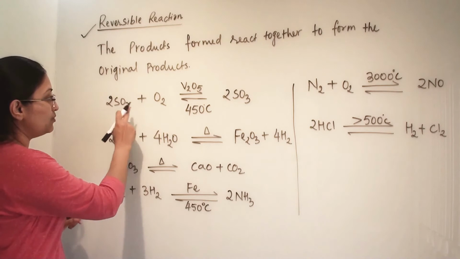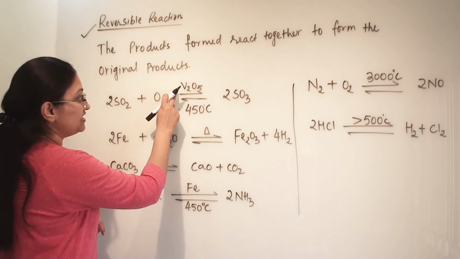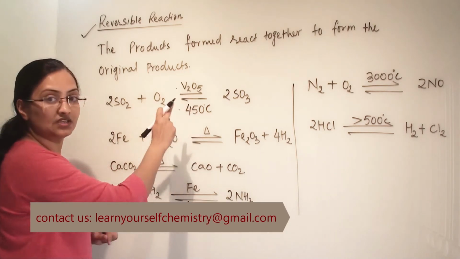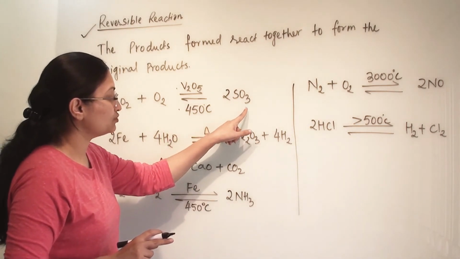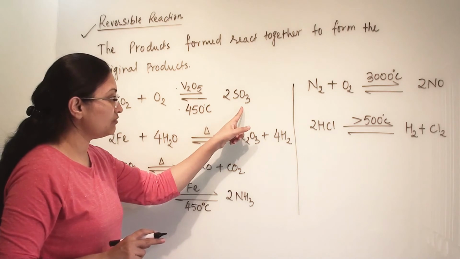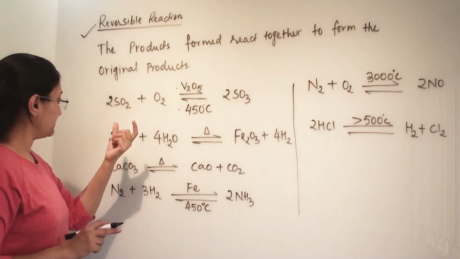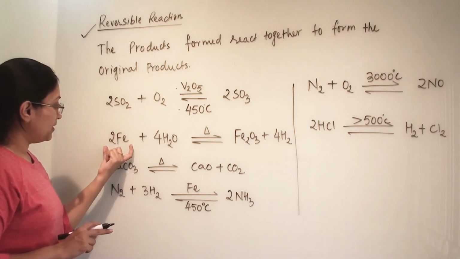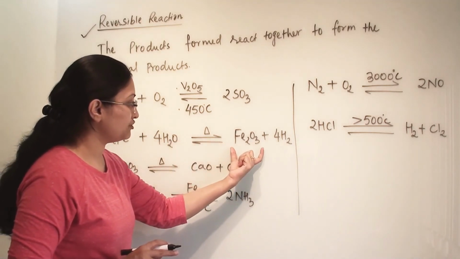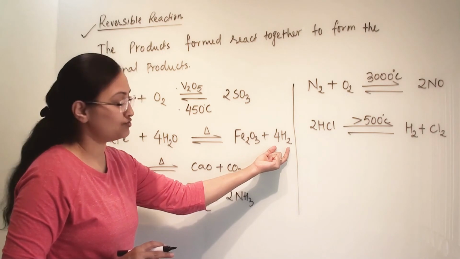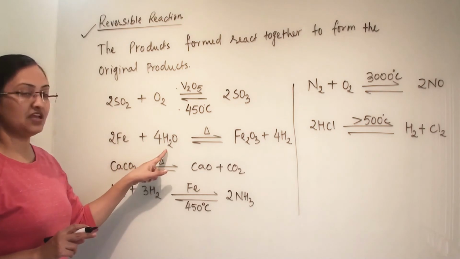Sulfur dioxide, when it reacts with oxygen, under the condition of vanadium pentoxide, the formula is V2O5, with a temperature of 450 degrees Celsius, we will get 2SO3. This is sulfur trioxide. Once this forms, it is a reversible reaction. Again, it will give us back our reactants. Then the second reaction: when iron is reacting with water in the presence of heat, it will give us Fe2O3 and 4 molecules of hydrogen gas. Again, these will react with themselves and give us Fe and H2O.